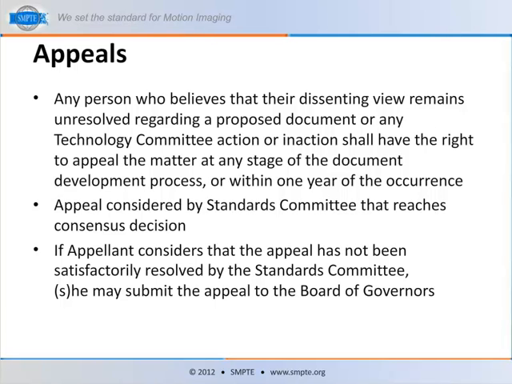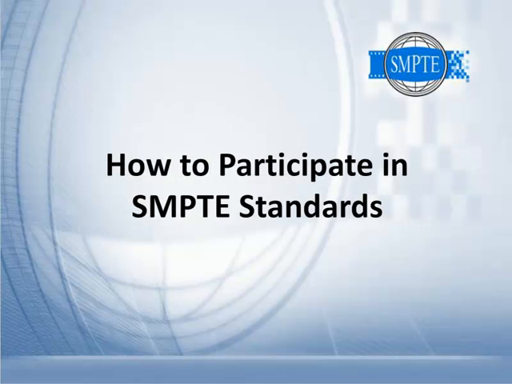reach a consensus either that the appeal should be allowed and that the process should go back into the Technology Committee to handle it properly, or that no, the Technology Committee did handle the process correctly and that the appeal should be rejected. If the appellant thinks the Standards Committee didn't satisfactorily resolve the issue, there is the ability also to appeal then to the Board of Governors. So that's a quick rundown of the process.